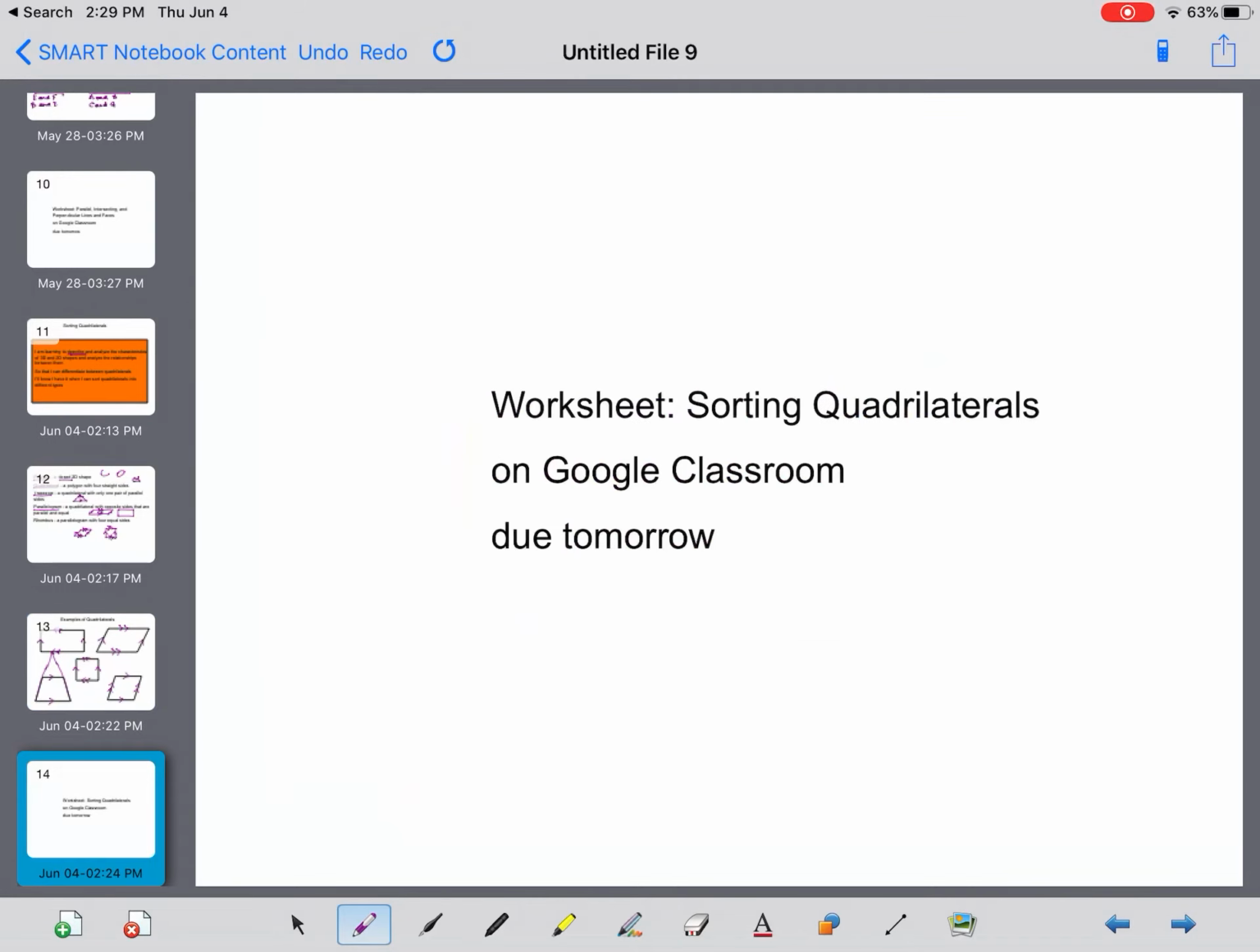Your worksheet is called Sorting Quadrilaterals. It's on Google Classroom, and it's due tomorrow.